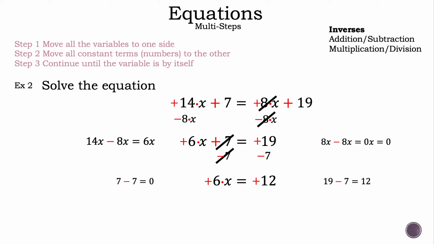Let's write down what we have so far. We have positive 6 times x is equal to positive 12. Since we have that times, we need to get rid of that by doing the inverse, which is division. So we're going to divide by positive 6 on the left-hand side. 6 divided by 6 is 1. So those numbers cancel. And now we need to do it to the right-hand side.